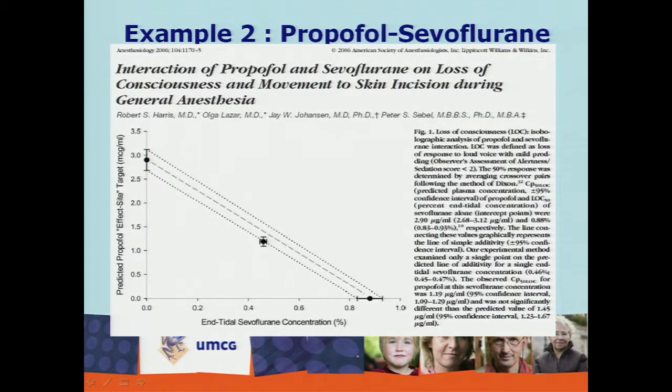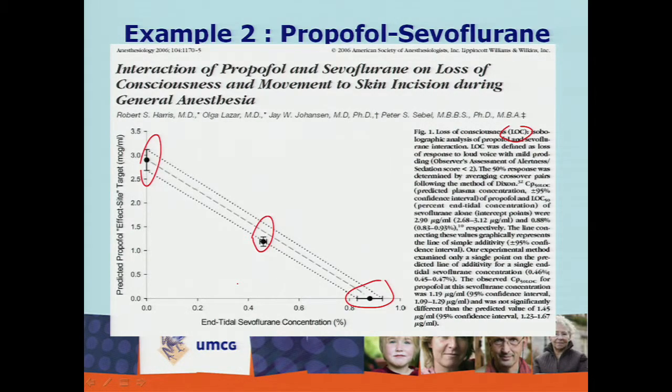This is another example of a straightforward approach to study drug interaction using the isobolographic approach. This is from Peter Sebel's group from Atlanta. What they did is they studied one situation where they looked for a loss of consciousness. This was their endpoint, loss of consciousness when giving propofol alone, that's here, when giving sevoflurane alone, and when giving the combination of both at the 50% level. And you see that this is the line of additivity and the confidence interval, and it just stays in the area of the additivity at the 50% level.